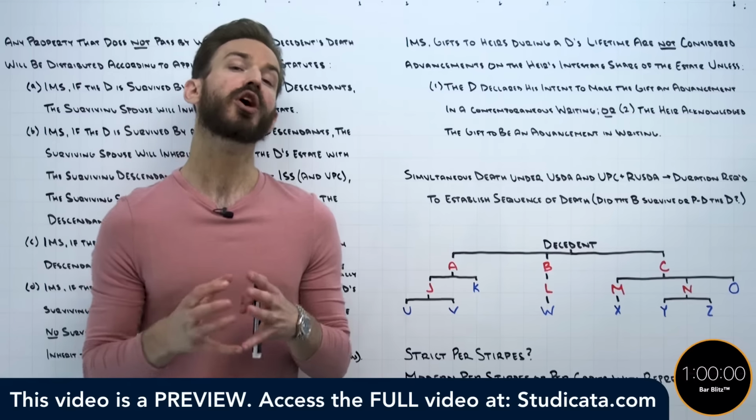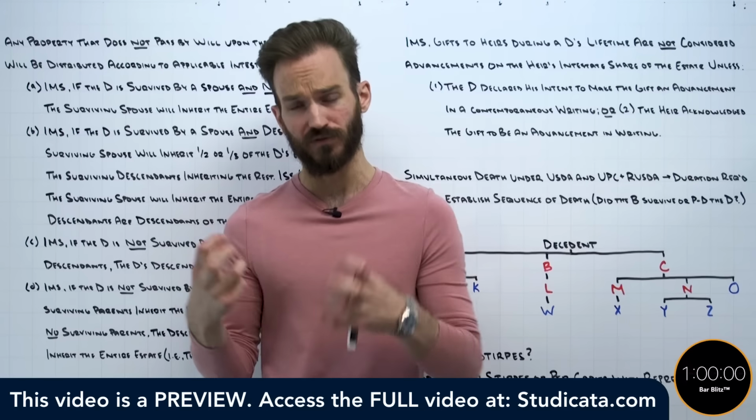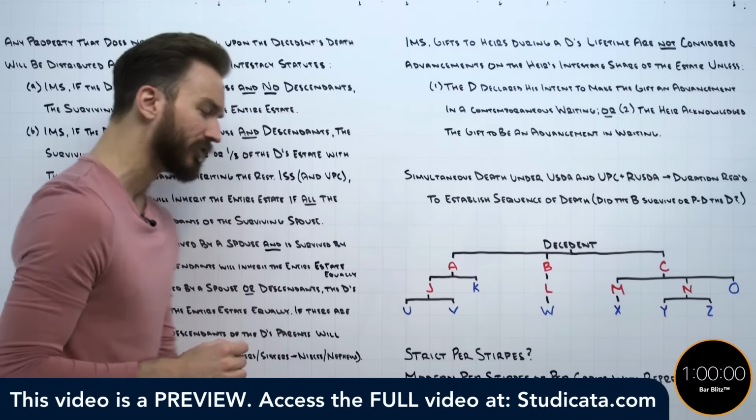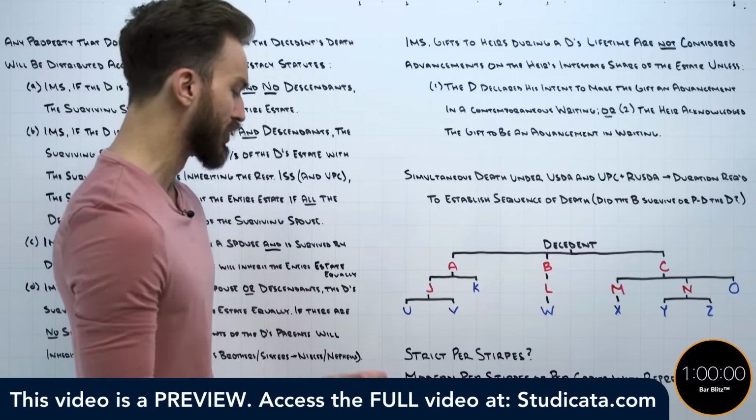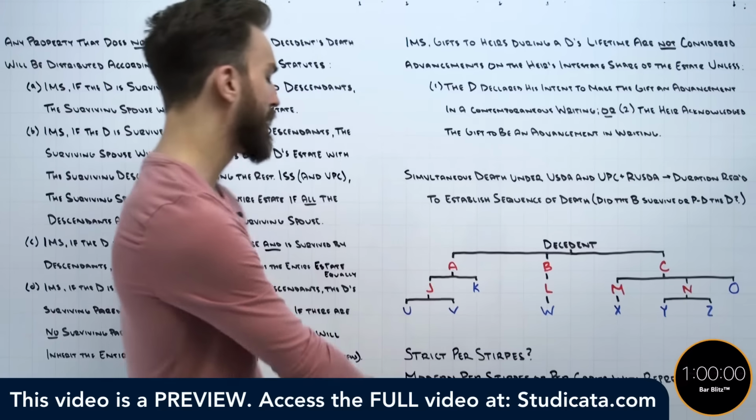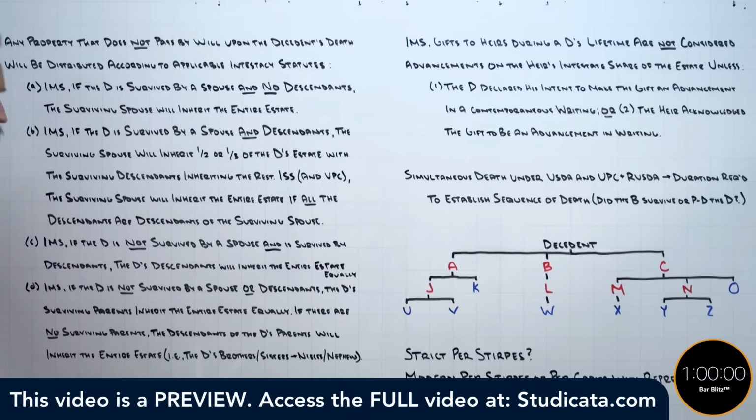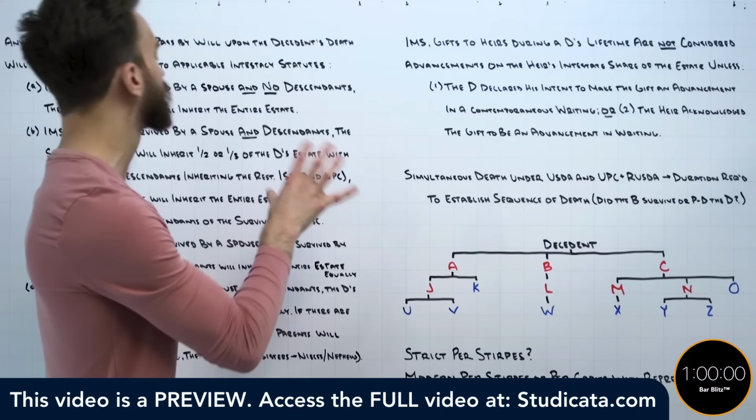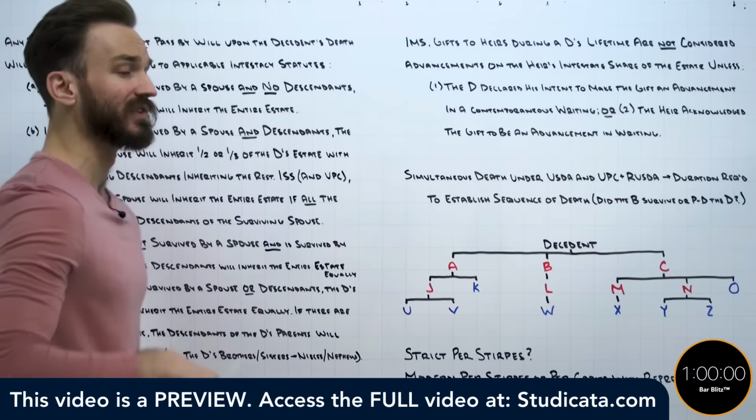intestate, right? We'll need to know how to allocate those shares of the estate under 3 different approaches. We're going to have strict per stirpes, modern per stirpes, and per capita at each generation. But this is the most frequently tested and highest yielding areas of intestacy.